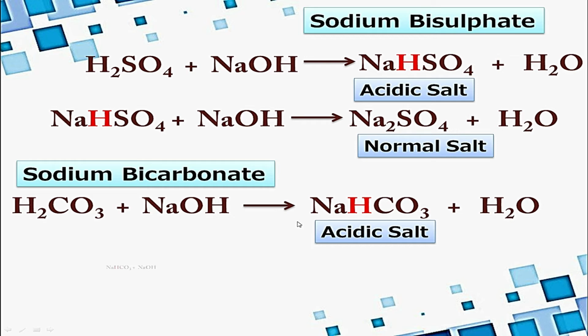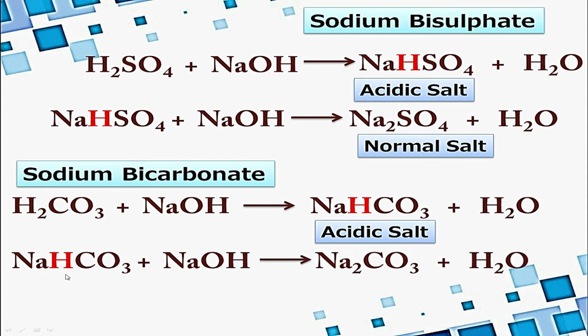It can undergo another neutralization reaction with sodium hydroxide, and in this step the remaining hydrogen will also be removed and sodium will take its position. From one sodium it has become two sodium. So the formula of this salt will become Na2CO3 and water. This Na2CO3 is known as sodium carbonate and it is the formula of a normal salt. So through this acid also we can get two salts, acidic salt as well as normal salt.